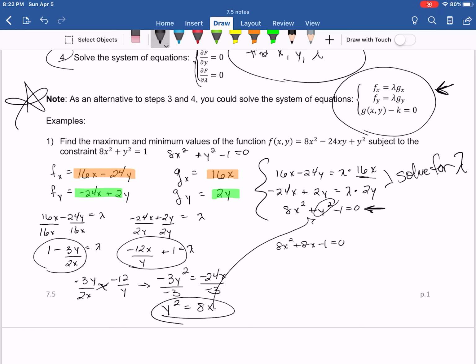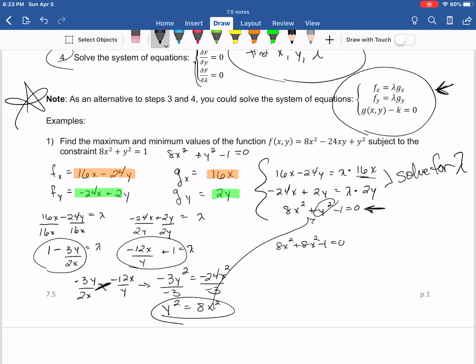Wondering if something got lost. It surely did. I forgot my x squared. Yeah, right here. When I multiplied that 2x times the negative 12x, I forgot my x squared. There.